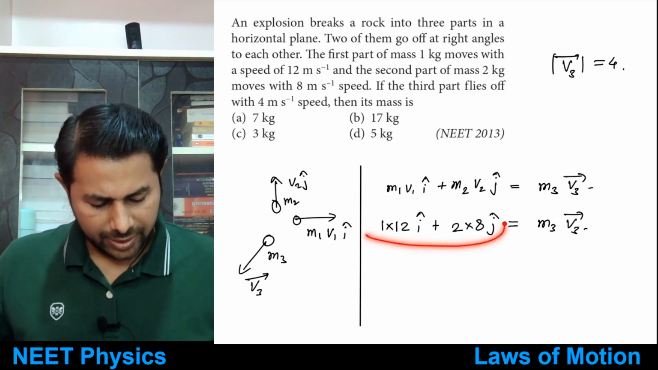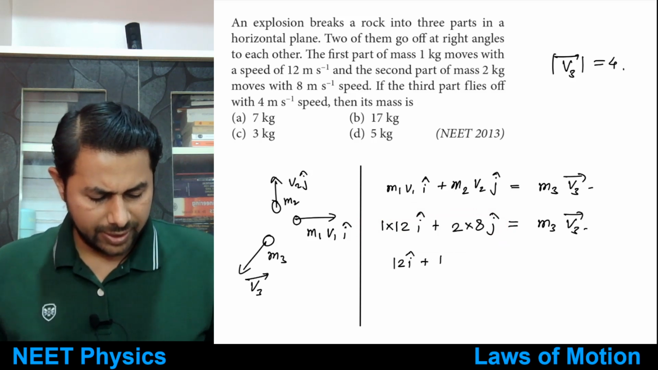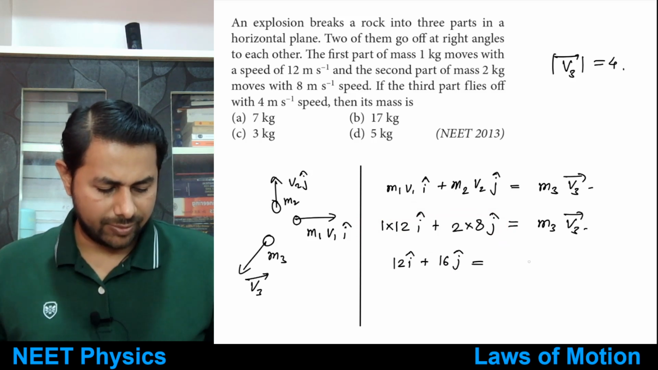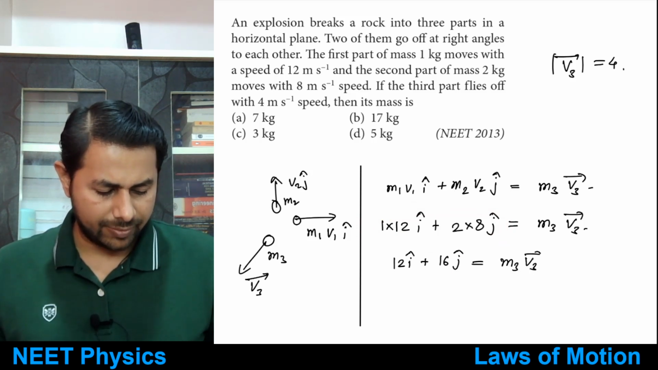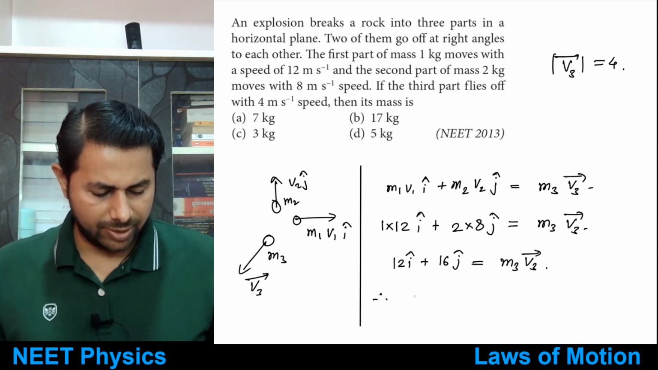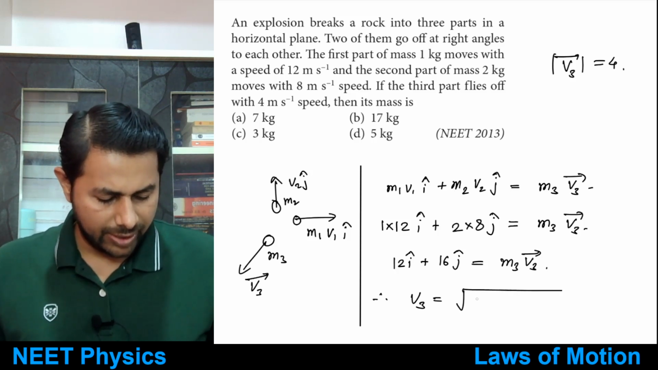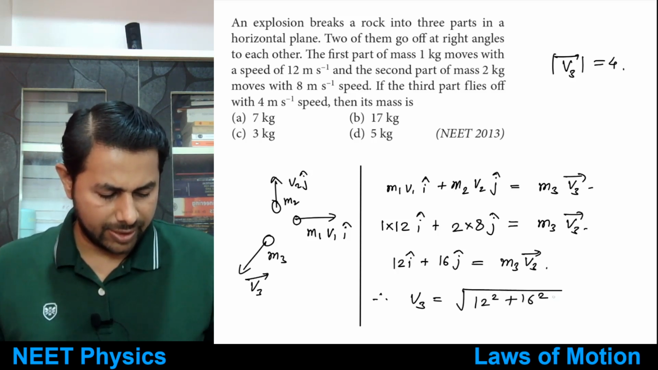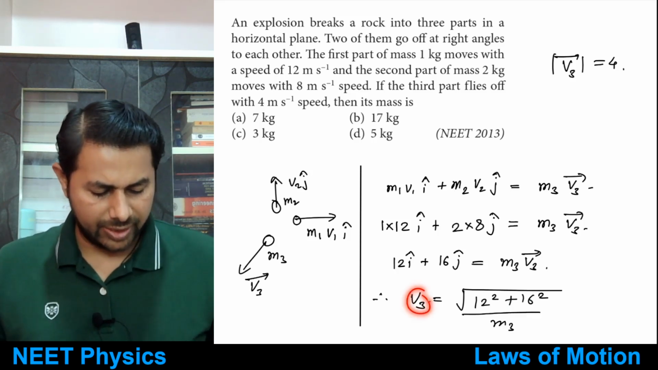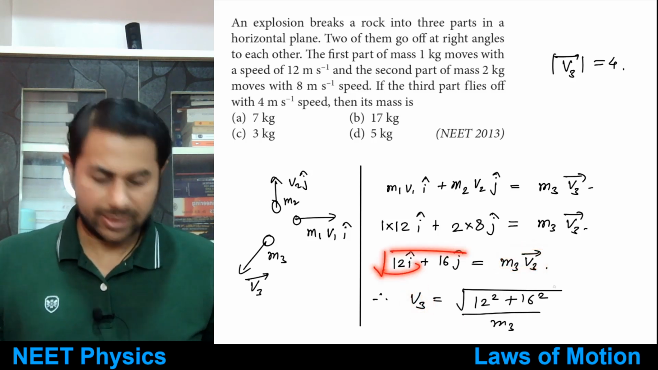Alright, so then what will be this thing? This is 12 i cap plus 16 j cap. Find out its magnitude. So the magnitude of that will be equal to the magnitude of m3 V3. Therefore the magnitude of V3 is equal to the square root of 12 square plus 16 square, divided by m3. This is the magnitude of V3. You can say the magnitude of m3 V3 bar is equal to the square root of 12 square plus 16 square.